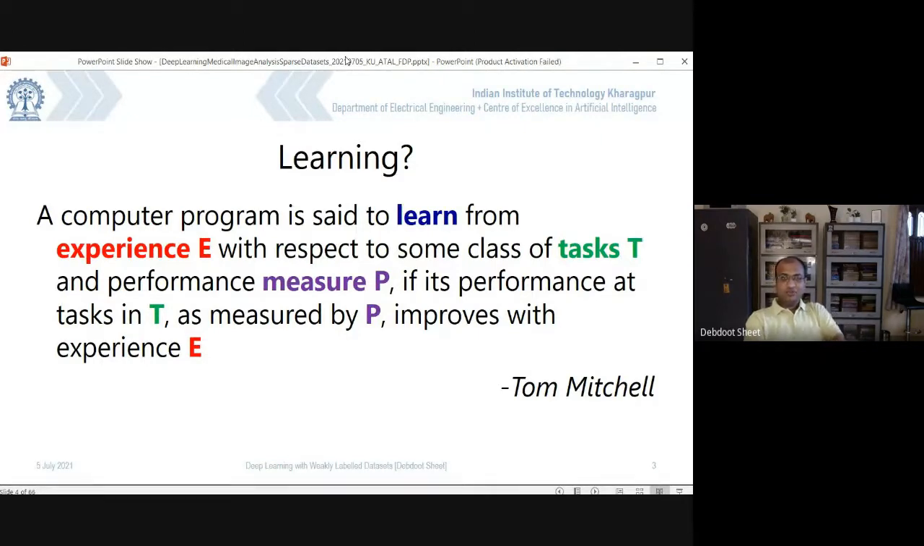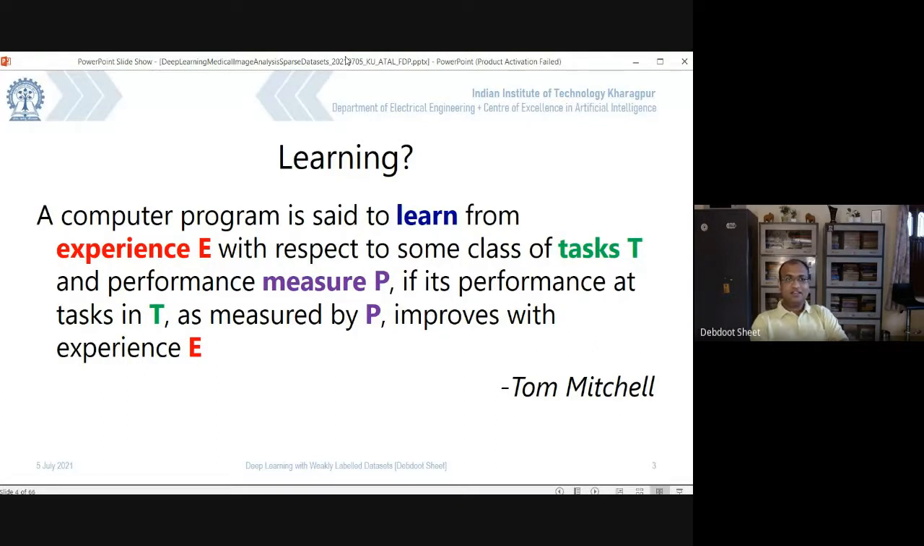So if we try to simplify this one, it is something like this. Say a student is studying in a class of history and is writing more and more exams of history. The more and more tests a student of history takes, the more experience the student is gaining. And if the student is actually learning, then the marks of the student should keep on increasing. That is the performance measure P. So if marks increase, then P increases. With more and more tests that the student is taking, E is increasing. That's why P is increasing.